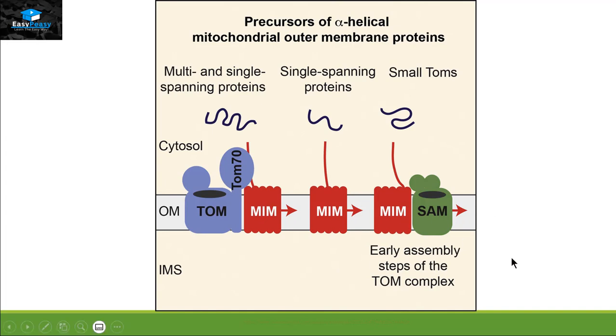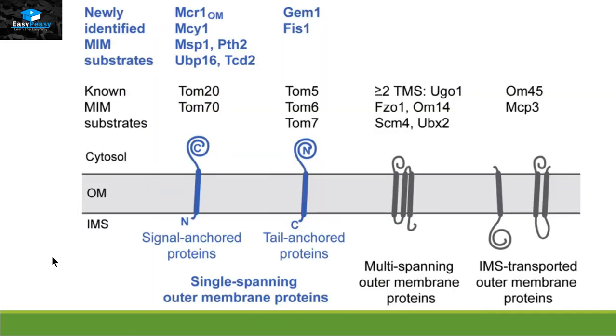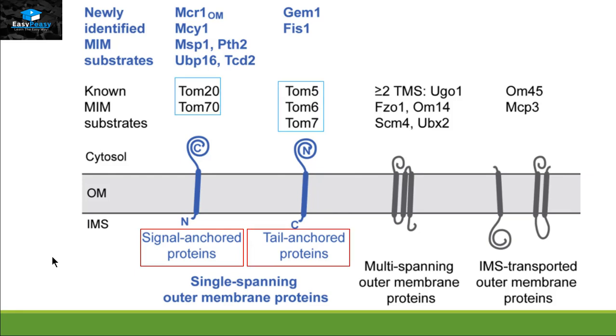And sometimes the MIM complex takes the help of the SAM complex and incorporates the protein inside the outer membrane. One of the studies shows that signal anchor proteins take the help of Tom20 and Tom70 proteins, and tail anchor proteins take the help of Tom5, Tom6, and Tom7 proteins. And these are real-life examples of proteins that enter inside the membrane. These proteins are multi-spanning, and they are entering from the intermembrane space of the mitochondria.